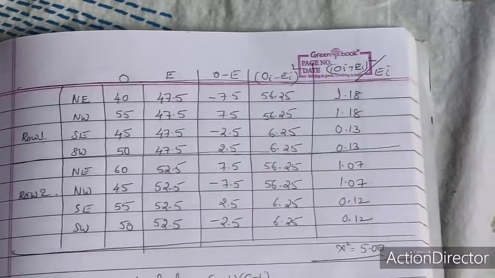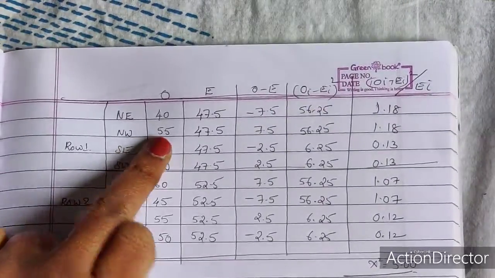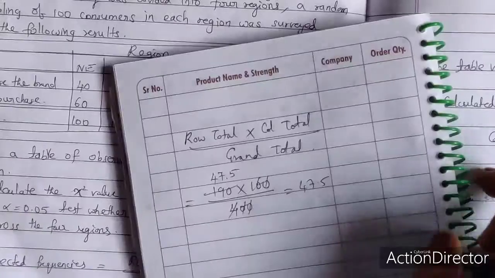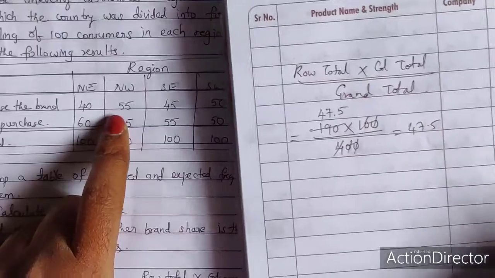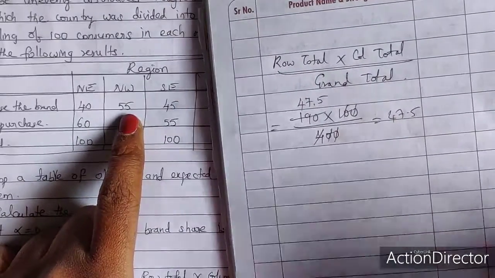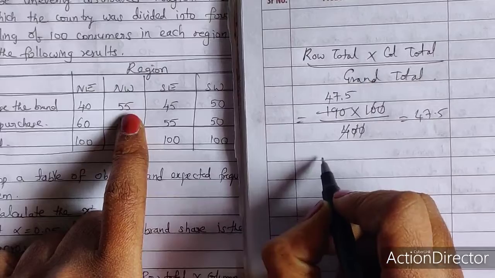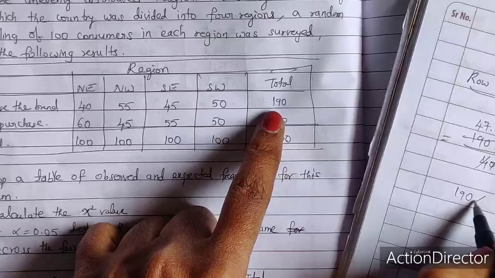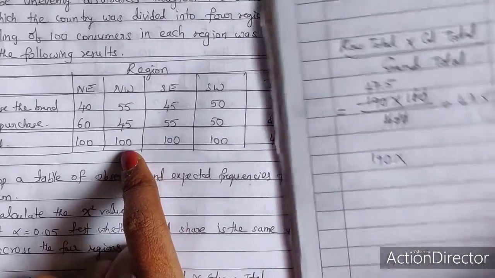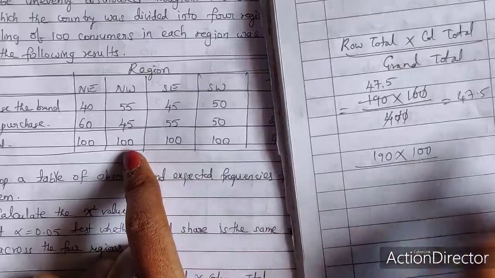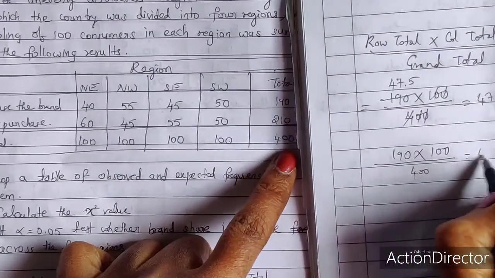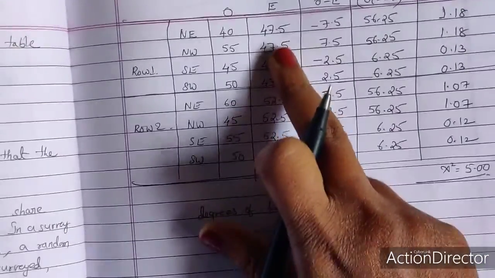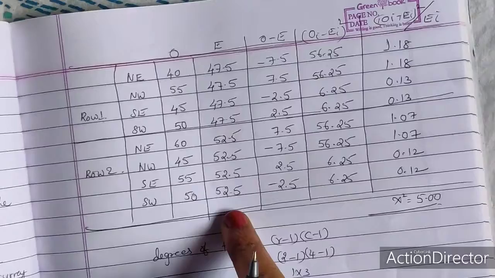In the same way we have to find the next value, that is for row 1 Northwest. The row total is 190, the column total is 100 and the grand total is 400. For this also we got 47.5. In the same way we have to find all the values.